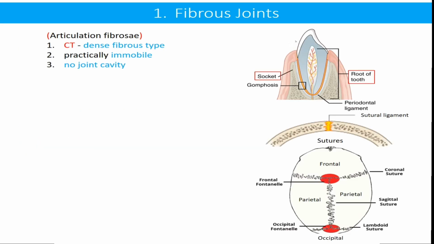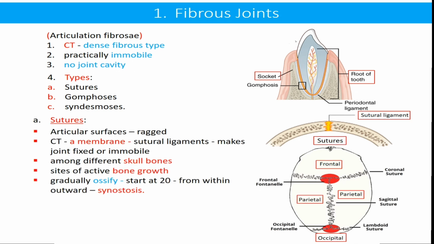Fibrous joints, which are also named as articulation fibrosi. In these joints, connective tissue is present as dense fibrous type. These joints are practically immobile and no joint cavity is present. They are classified into three groups: sutures, gomphoses, and syndesmosis.